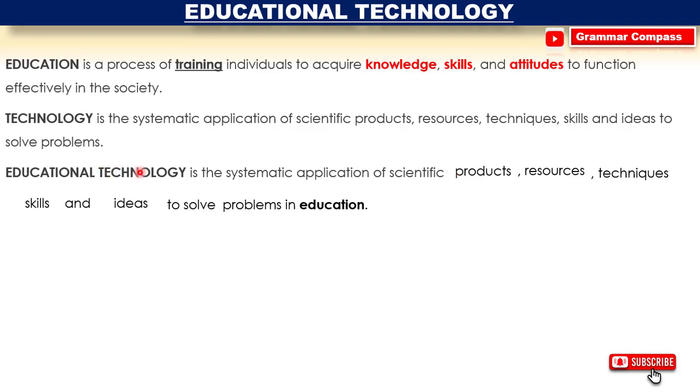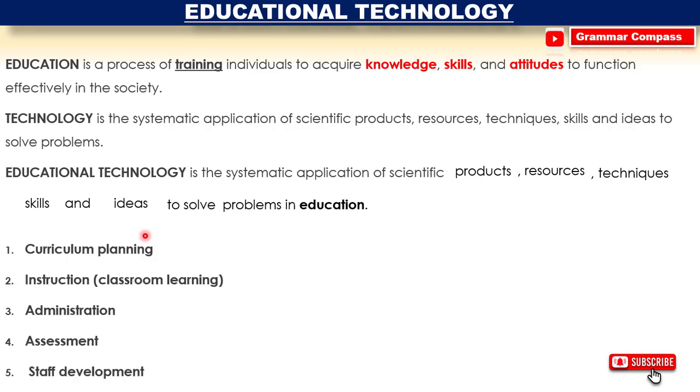Educational technology is very broad. It goes beyond the classroom. These are areas where educational technology helps a lot. The first one is curriculum planning. Here, it helps curriculum experts to design what people should learn, especially in the school setting. The next one is instruction or classroom learning. Educational technology supports how lessons are delivered through visuals, videos, smart boards, or learning apps.